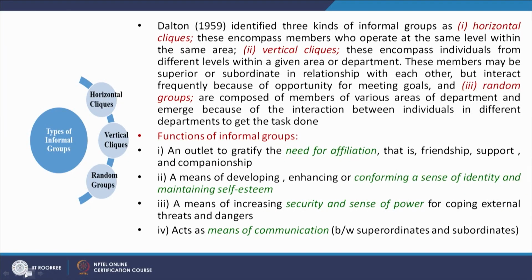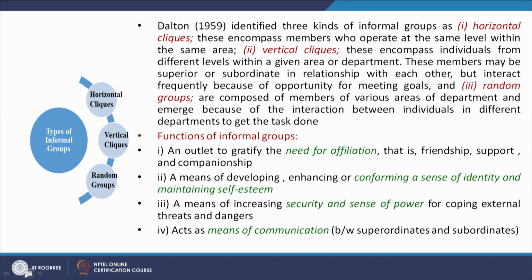So the functions of the informal groups are, first, that it is an outlet to gratify the need for affiliation. When there is similarity within the members, then people tend to form an informal group. Second, within the organization, it is a means of developing, enhancing or confirming a sense of identity and maintaining self-esteem. When people interact with each other at the same level, they experience a sense of equality, that we are interacting at the same level and there is some sort of similarity in our views, ideas and opinions, and they come close and form an informal group.